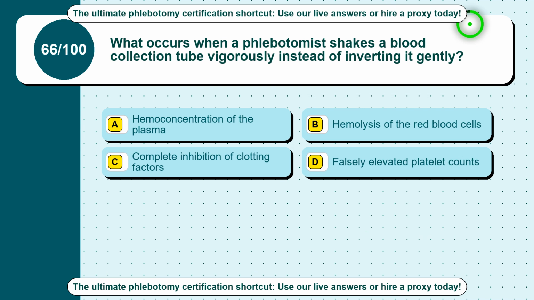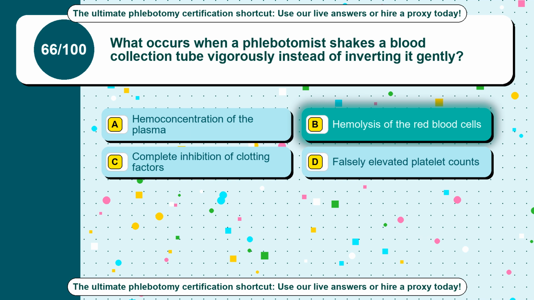Question 66. What occurs when a phlebotomist shakes a blood collection tube vigorously instead of inverting it gently? Option A, hemoconcentration of the plasma. Option B, hemolysis of the red blood cells. Option C, complete inhibition of clotting factors. Option D, falsely elevated platelet counts. The correct answer is option B, hemolysis of the red blood cells.